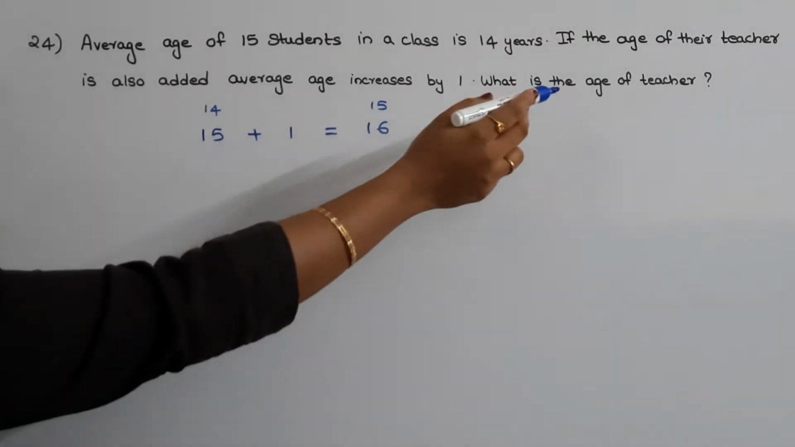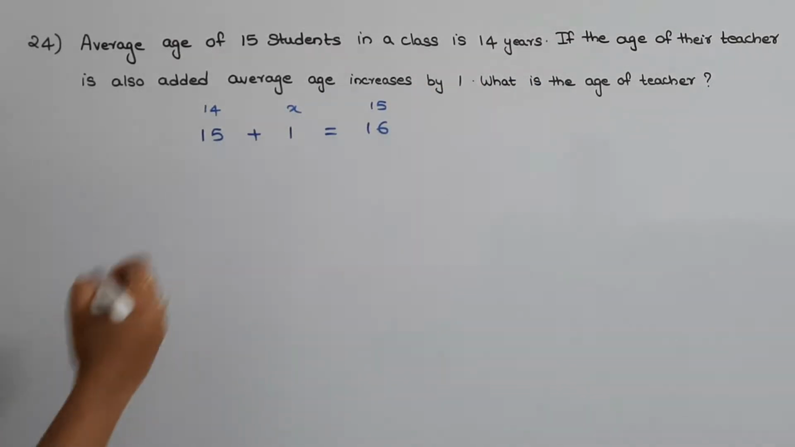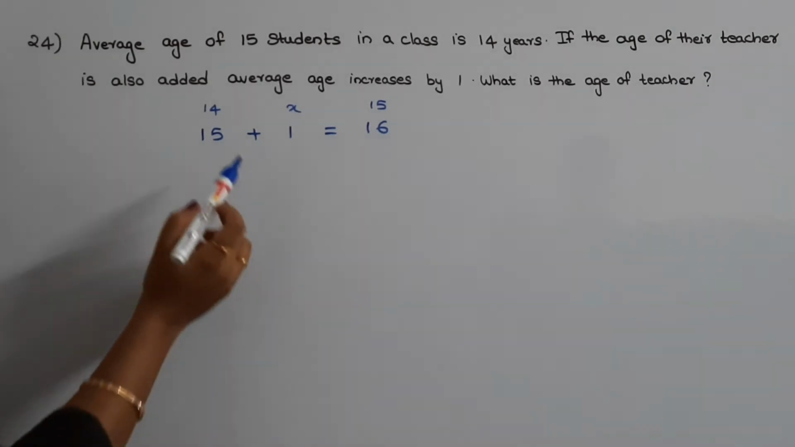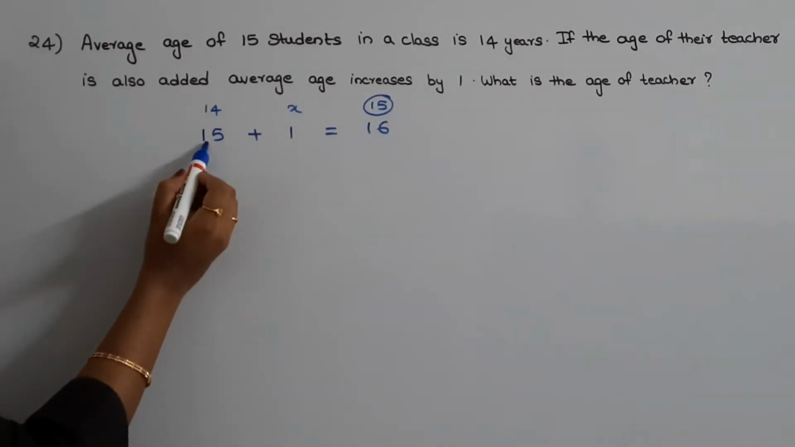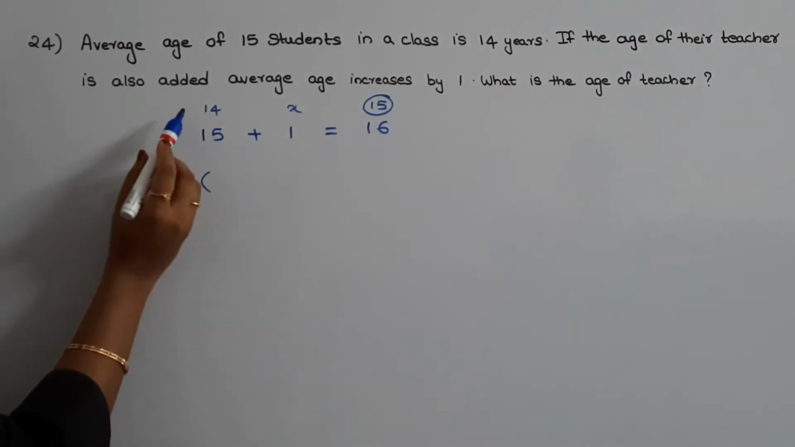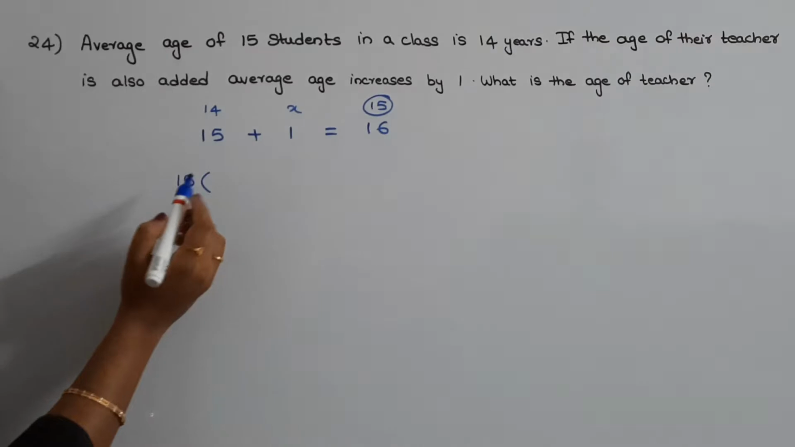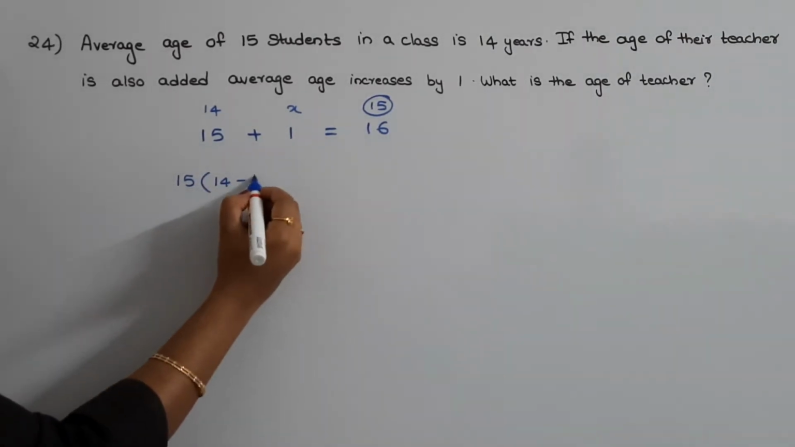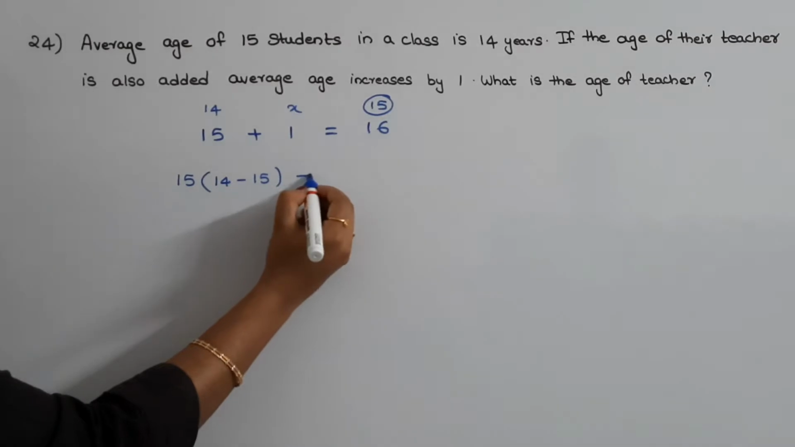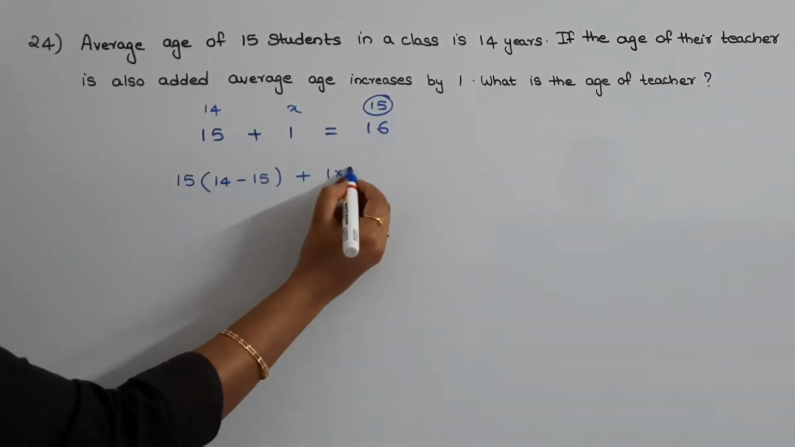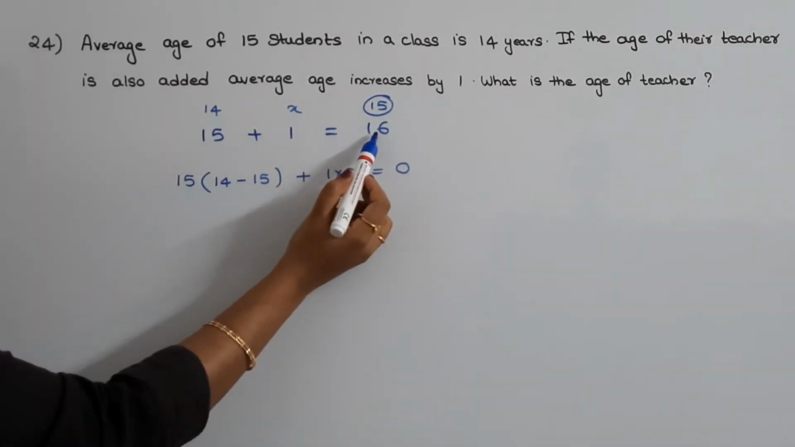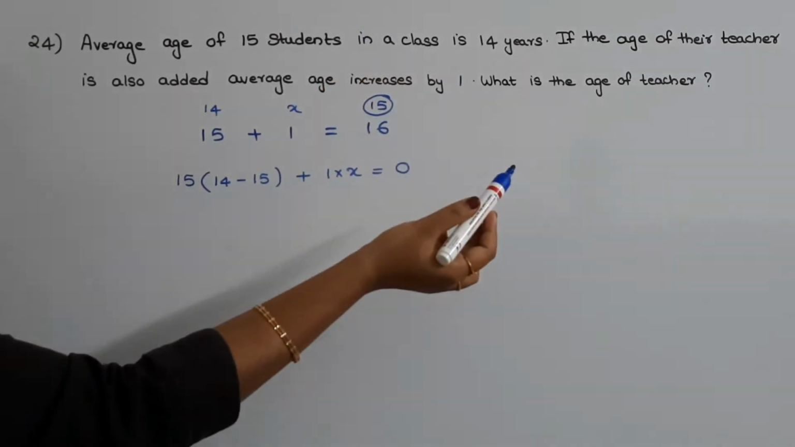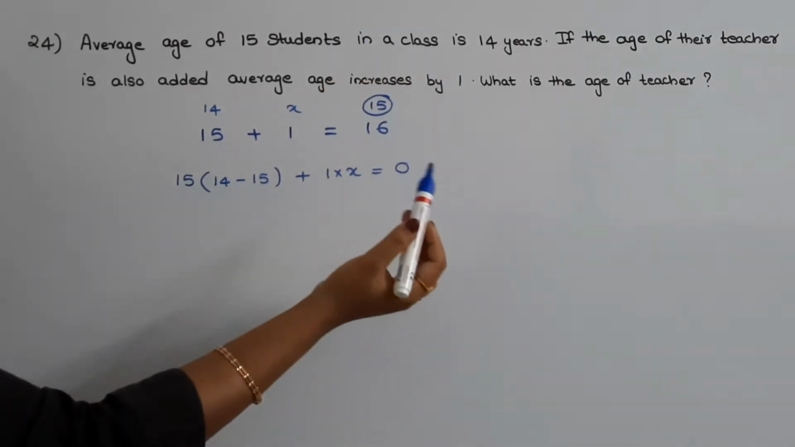Okay. We need to find the age of teacher. So write X above this 1. Now we need to take either this 14 or this 15 as a reference value. I am taking 15 as the reference value. Okay. Now multiply this 15 by the difference between its average and the reference value, that is 14 minus reference value 15. Okay. Plus 1 into X is equal to this part will become 0. So here we need to write 16 into 15 minus reference value 15. So that part will be always 0.